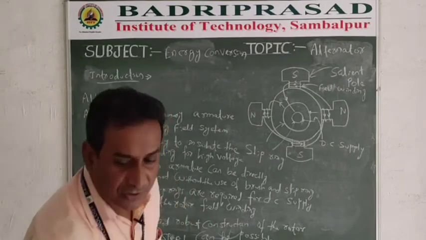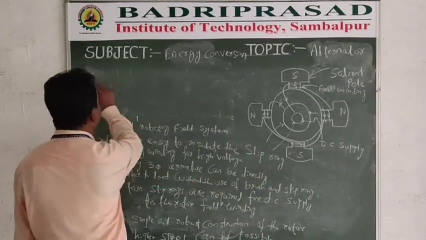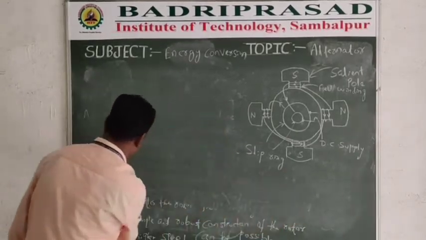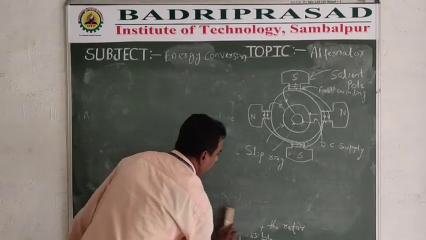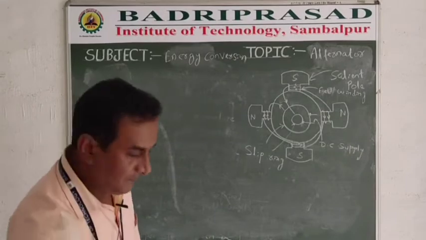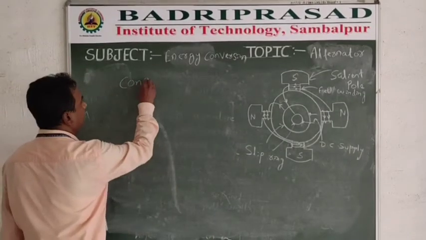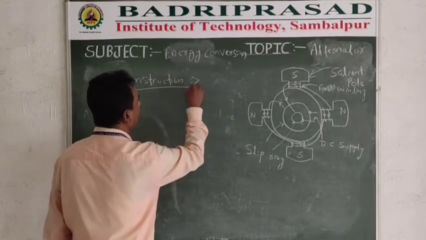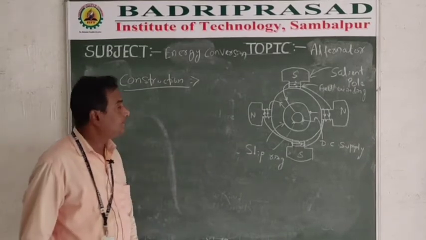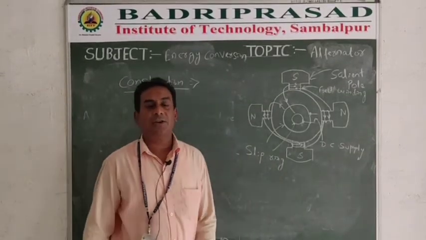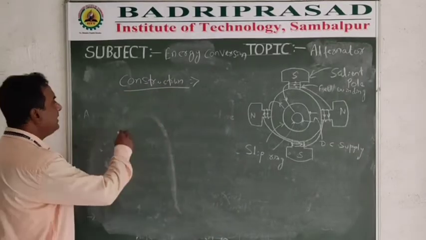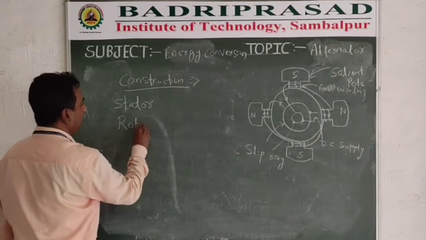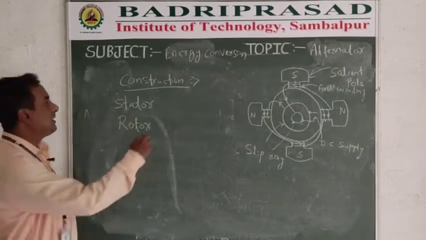Next is the construction of the alternator. The alternator has mainly two parts. One is the stator and another is the rotor. Now first we discuss what the stator is.